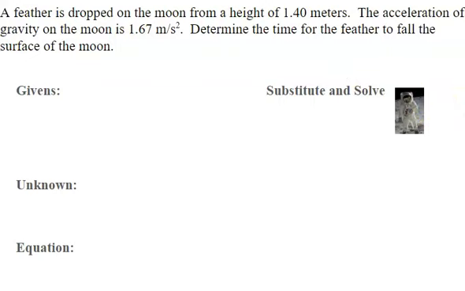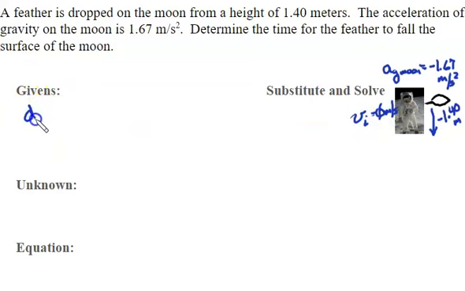So if we have a feather here, and it falls down, because it's down, we know that this is negative 1.40 meters. The acceleration due to gravity on the moon equals negative 1.67 meters per second squared. And we know in the beginning velocity initial equals 0 meters per second.